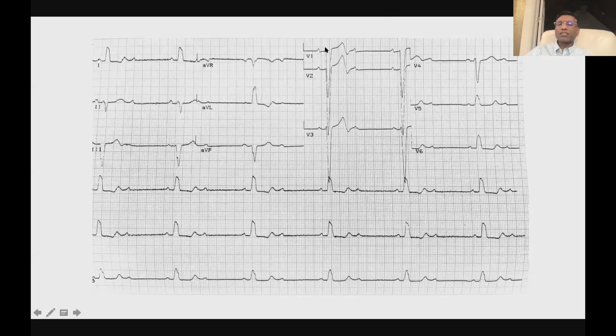Remember, each little box or millimeter is 40 milliseconds. So if you make 3 of those little boxes, it's going to be greater than 120 milliseconds. And so anything over 120, you have your wide QRS. Delayed intrinsicoid deflection is the other feature, and that's basically from the onset to the peak of the QRS, you have kind of a slur here.